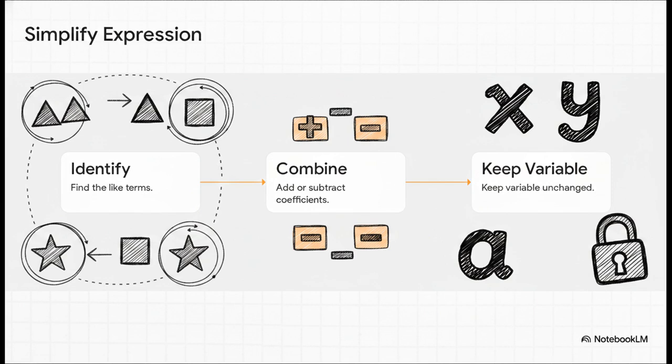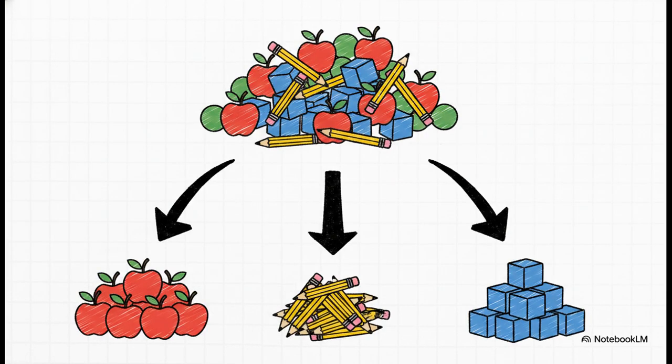Let's see this in action. Let's slowly walk through solving this step by step using our new rules. Okay, we have 3x plus 5x minus 2x. Step 1, are they like terms? Yes, they all have the letter x. Step 2, add and subtract the numbers. 3 plus 5 is 8. Okay, then 8 minus 2 is 6. Step 3, keep the variable unchanged. So the answer is simply 6x.